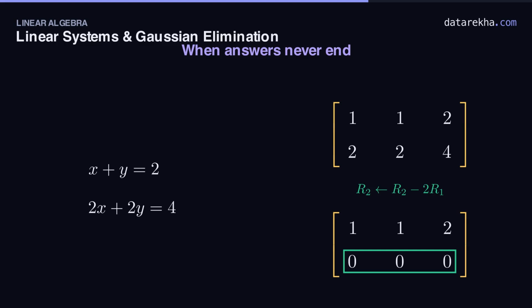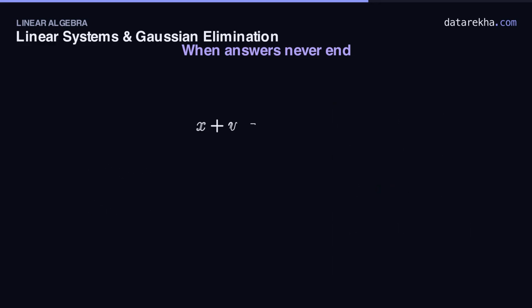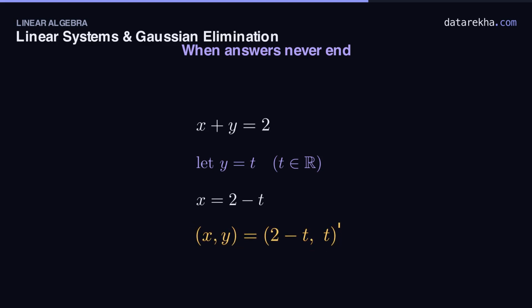We're left with one real constraint. x plus y equals 2. One equation, two unknowns. So one variable is free. Name that freedom with a parameter. Let y equal t, any real number. Then x is forced to be 2 minus t. So the solutions are every pair (2 minus t, t). Slide t, and you walk right along the shared line. Infinitely many answers, all captured in one neat formula.